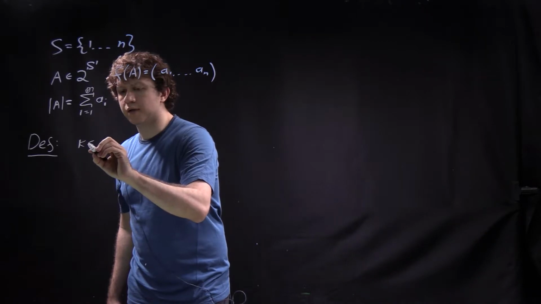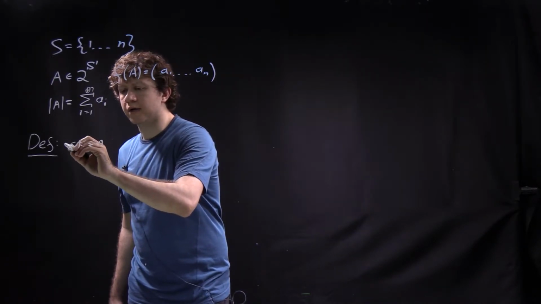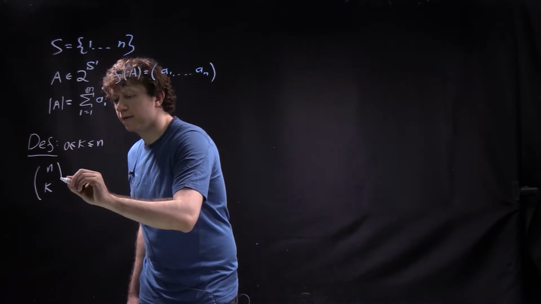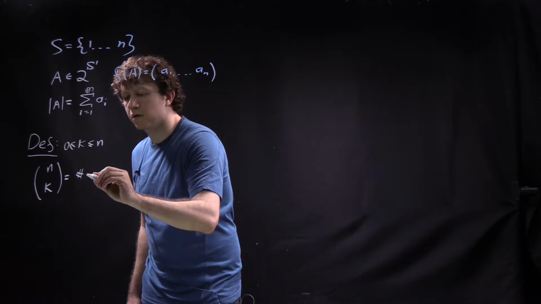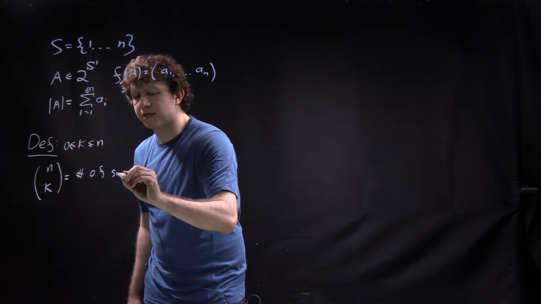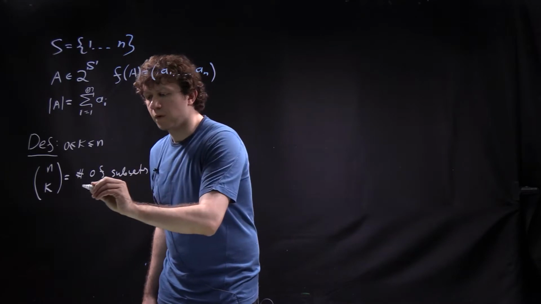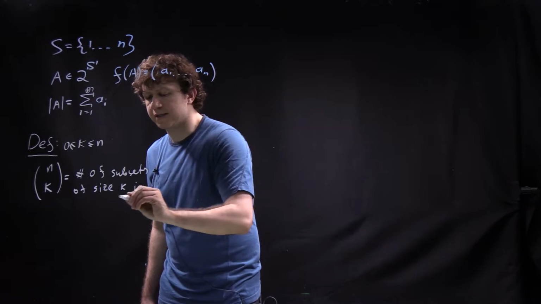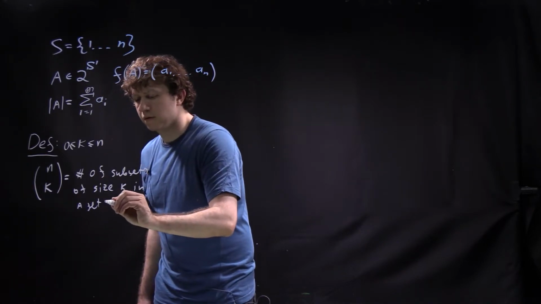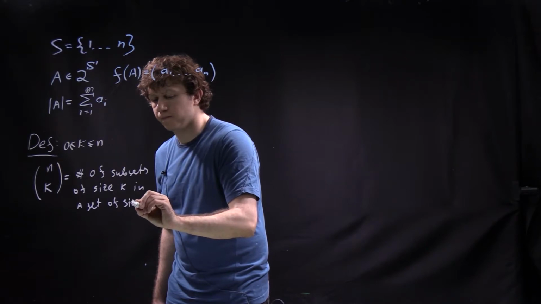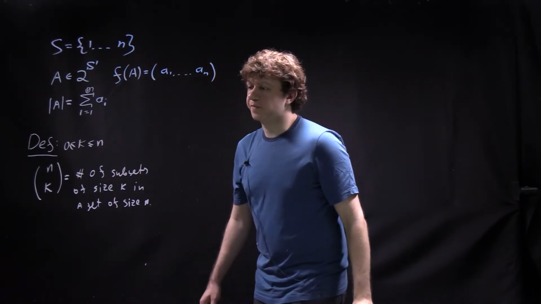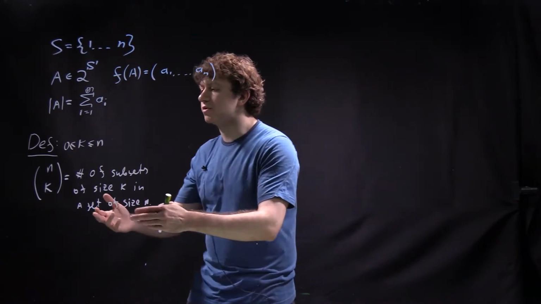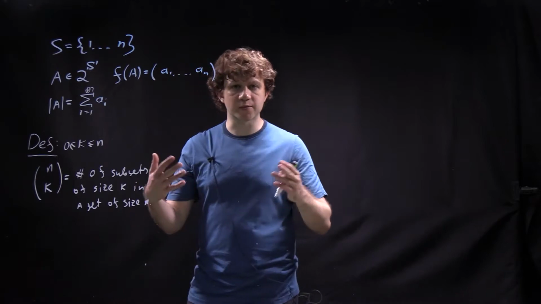Now the definition, which probably a lot of you know: for k less than or equal to n, and greater than or equal to 0, n choose k is the number of subsets of size k in a set of size n. If you want to think of it intuitively, that's the number of ways you can choose k elements out of a set with n elements.